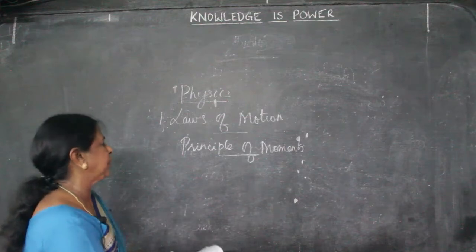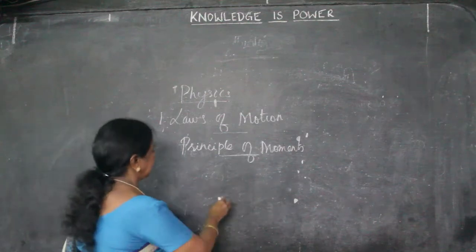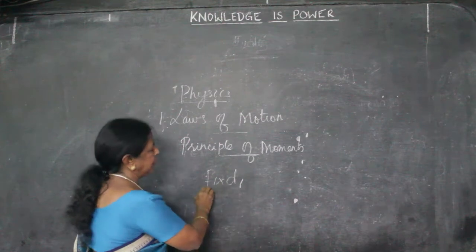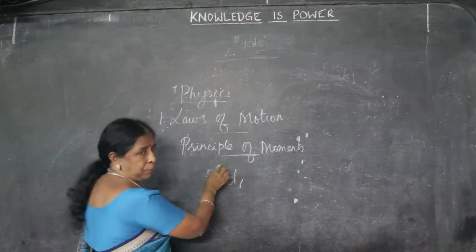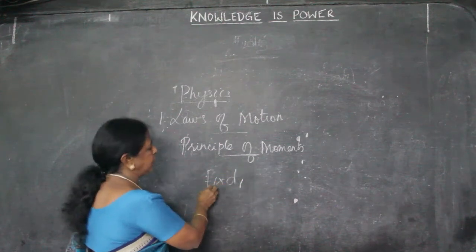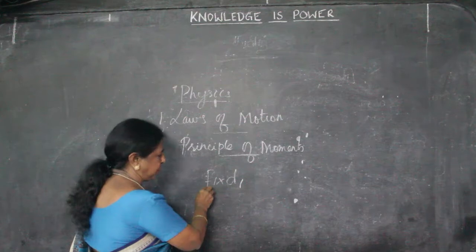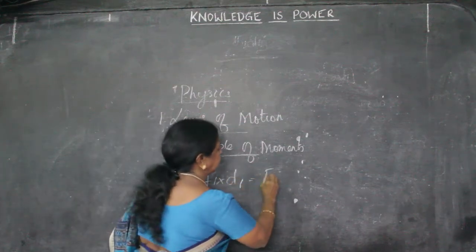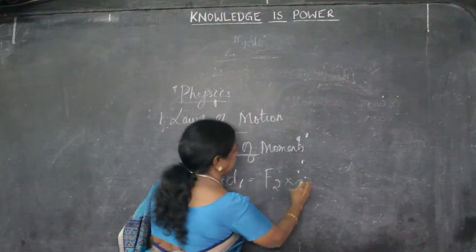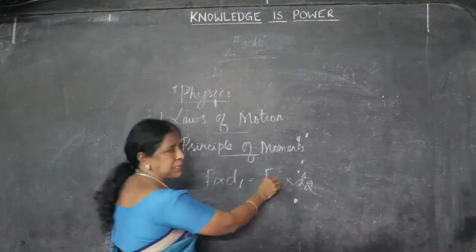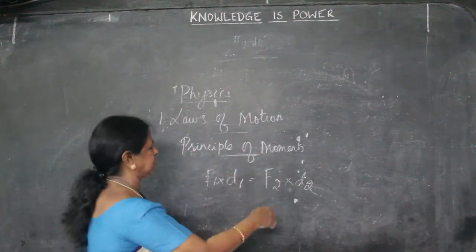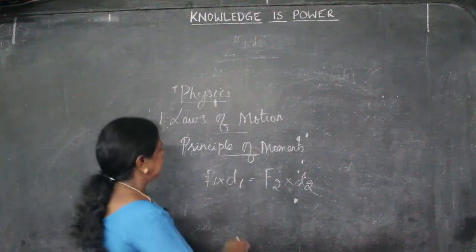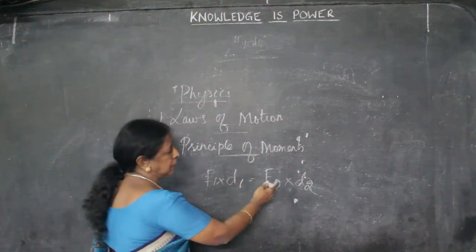So here, the moment in the clockwise direction, we can see, is first F1 into D1. This is one force F1 and the distance is D1, that is equal to F2, the second force, into D2. The force acted on the object and the object moved a particular distance, known as D1 and D2. This is the principle of moments. F1 into D1 is equal to F2 into D2.